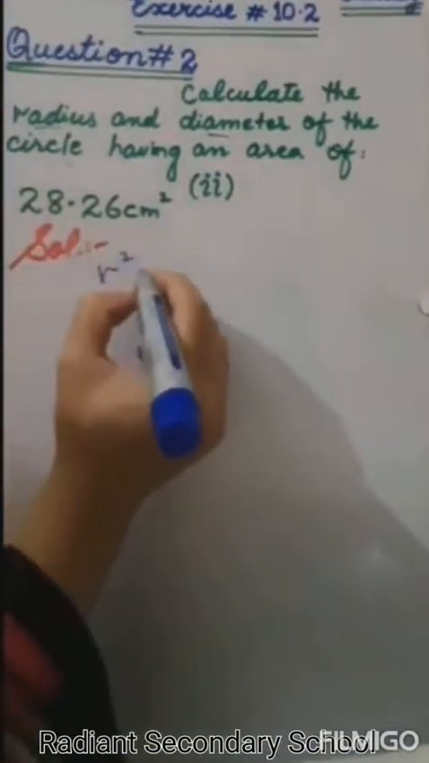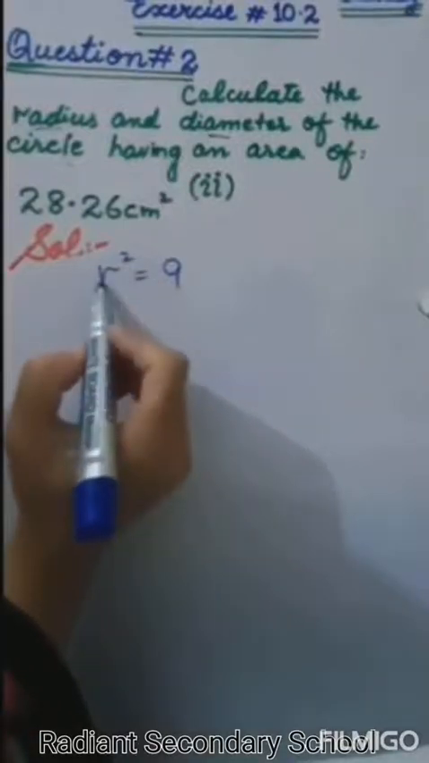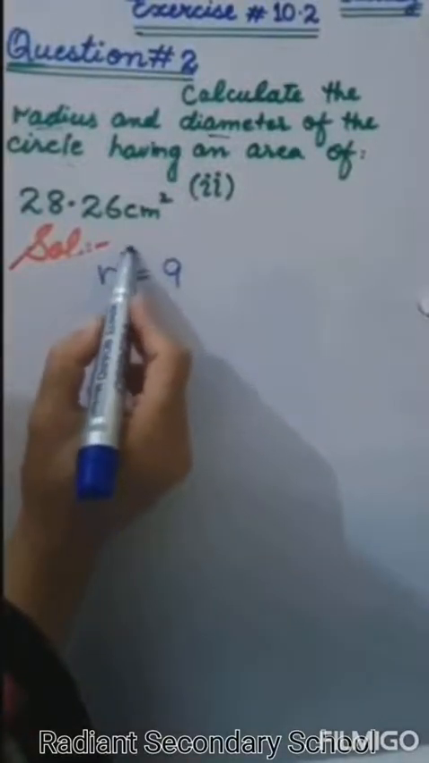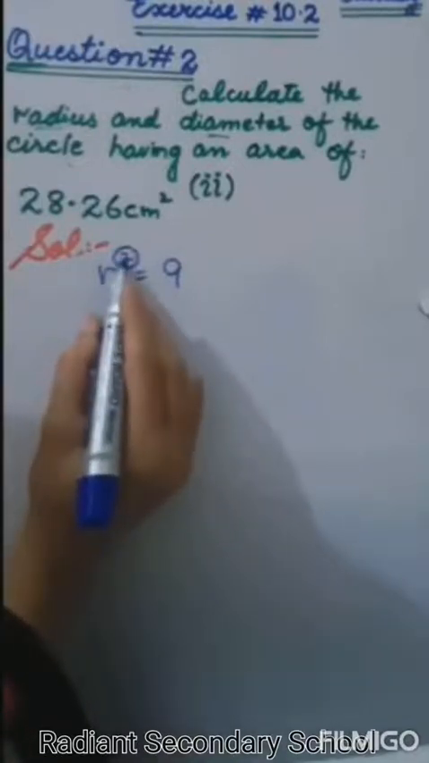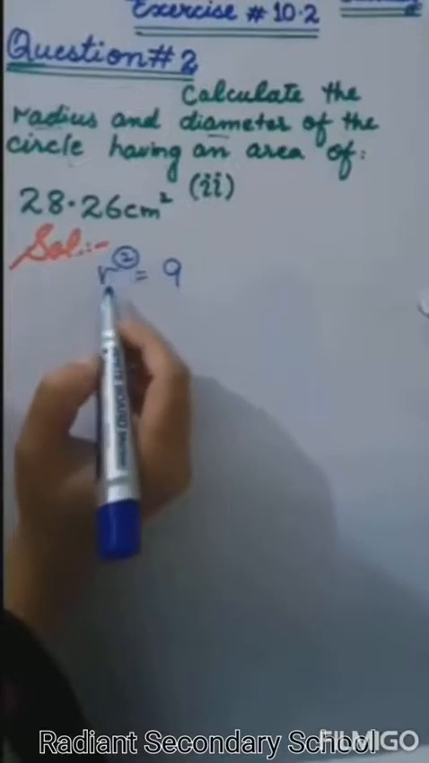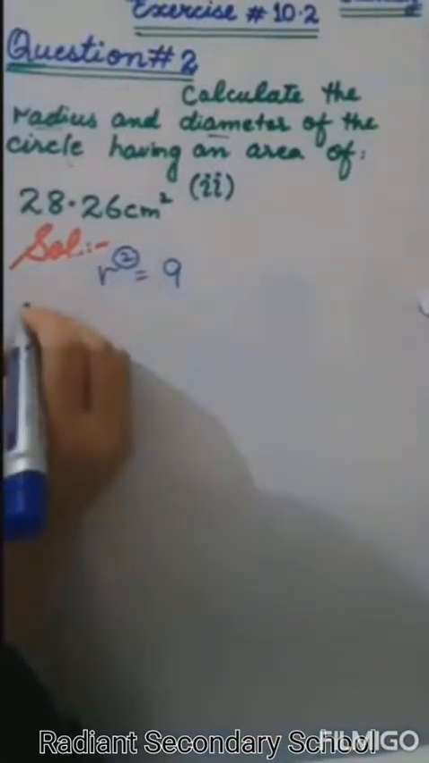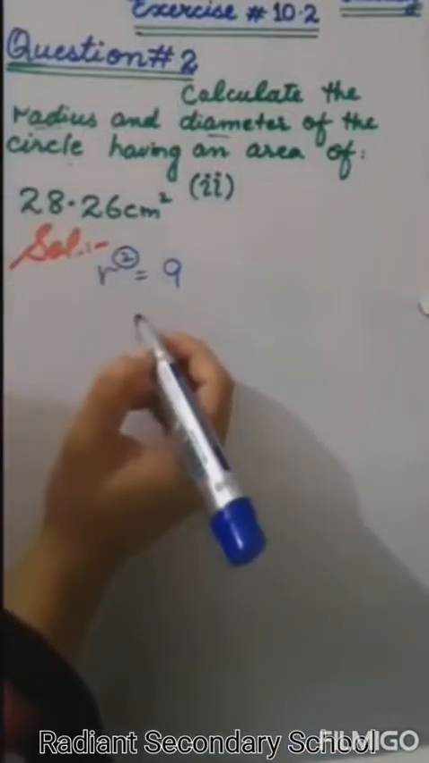Now r square is equal to 9. Okay, now we have needed radius, not radius square on it. We have to remove this square first. So for removing this square, power is square, we have to take square root on both sides. So you can write a square root on both sides or taking under root on both sides.